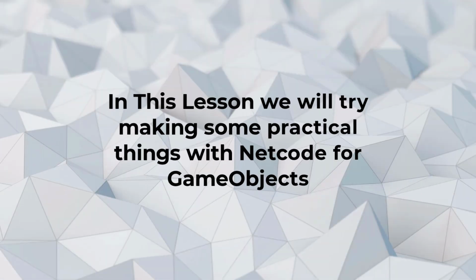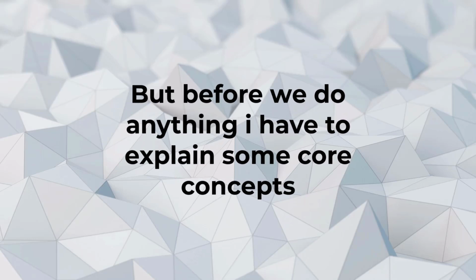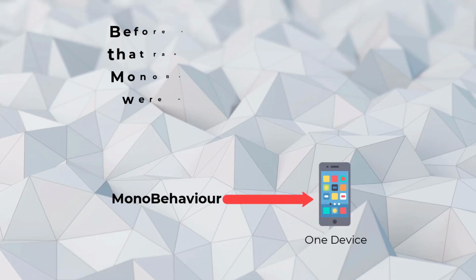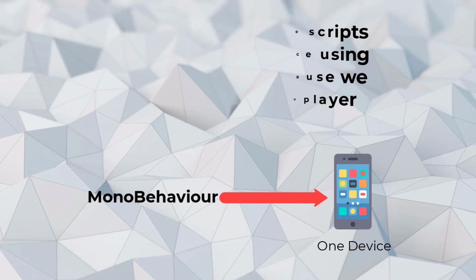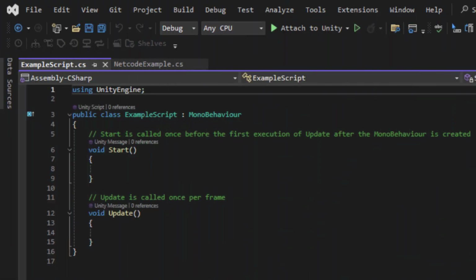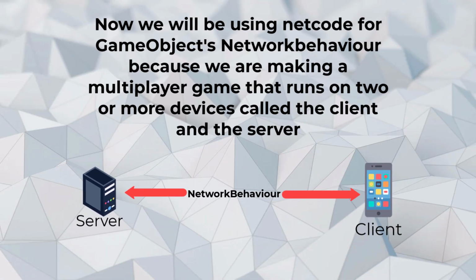In this lesson we will try making some practical things with Netcode for GameObjects. But before we do anything I have to explain some core concepts. Before, we only made scripts that ran on one device using MonoBehaviour because we were making single-player games. Now we will be using Netcode for GameObjects NetworkBehaviour because we are making a multiplayer game that runs on two or more devices called the client and the server.